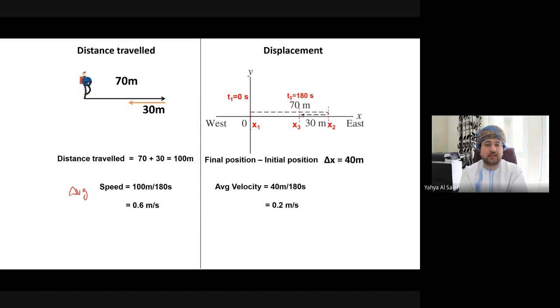And as I said in the example a few lectures ago, if I am going from here to Suhar, this speed of 0.6 meters per second is going to be very useless to me because, in fact, I'm not going 100 meters. I'm actually coming back 30 meters every single time. So this is what I will need to calculate how much time it takes me to get from here to Suhar.